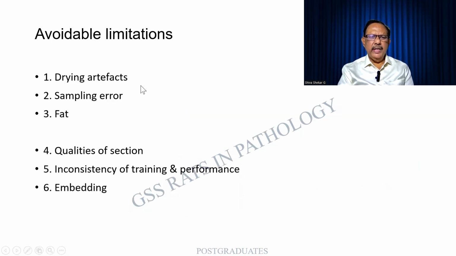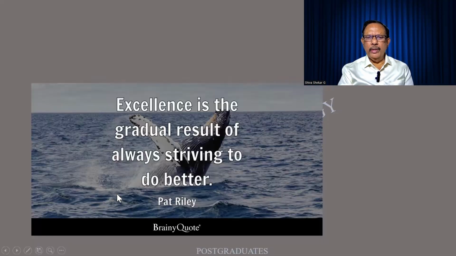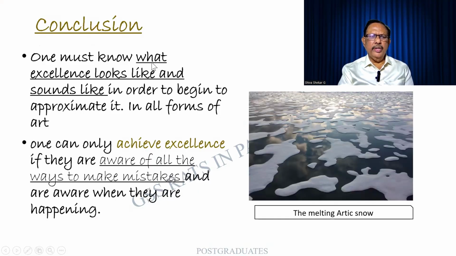So avoidable limitations are drying artifacts, we can avoid sampling error, we can avoid fat, we can avoid inconsistency in the quality of the section. Always a trained technician and instrument are needed, and the process of embedding is extremely important. Excellence is the gradual result of always striving to do better. And the conclusion is one must know what excellence looks like, and we should start moving towards it. One can only achieve excellence if they are aware of all the mistakes. And this is the opposite of the frozen section. The melting Arctic snow, one day the earth will be covered with water. Thank you.